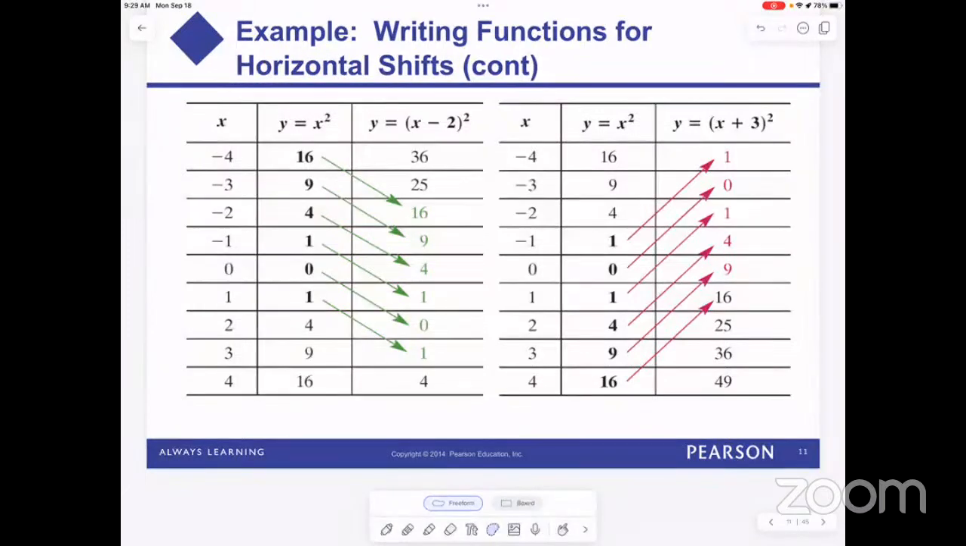Another way to straighten out the direction that it moves is to think in terms of zeros. Notice that the +2 for that first one makes the inside 0. So this shifts in the positive x direction by 2 units, right? That's going to shift to the right by 2. On the example to the right, a +3 makes the inside 0, so that's going to shift 3 units in the negative x direction. So 3 units to the left. And we see it here.